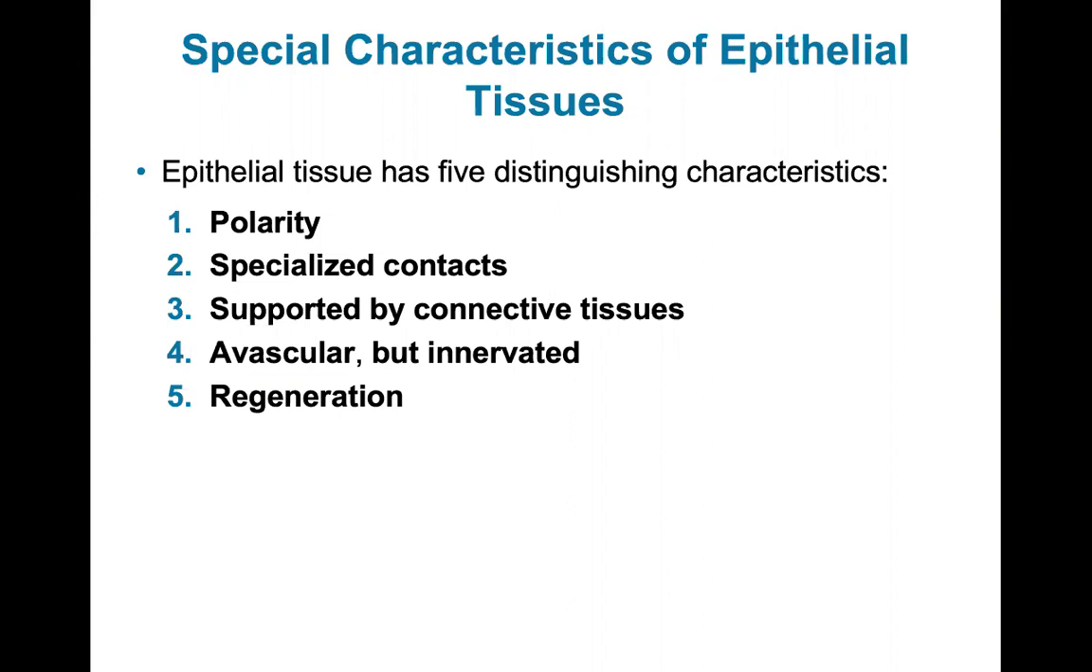There are specialized contacts. All epithelial tissue will be supported by connective tissues. Epithelial tissue is avascular. What that means is that it does not have blood vessel supply. It gets its nutrients from the underlying connective tissue that all epithelial tissue will have. Although it is avascular, it will be innervated, so it will have nerve supply. And another key feature of epithelial tissues is that they are highly regenerative.